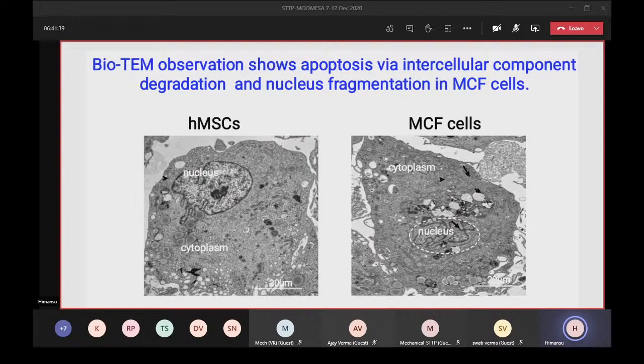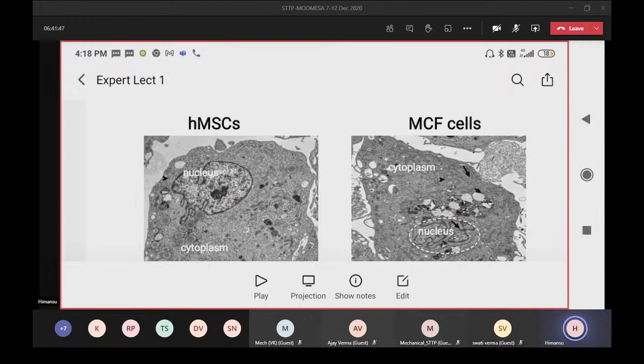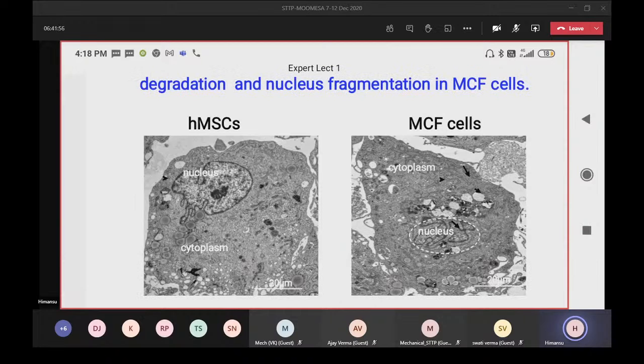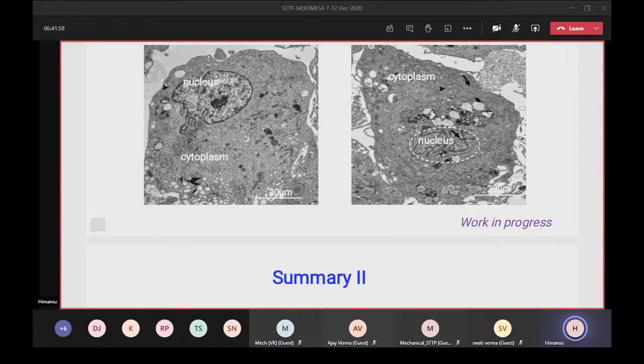Actually, you see now the cancer cell is uptaking very strongly, and the nucleus is already degraded; you can see the nuclear fragmentation. However, you cannot find the nuclear fragmentation in the HMSC. So this is clearly indicating that this kind of nanoparticle is cytotoxic. That means this kind of cytotoxicity could create the death of the cancer cells.